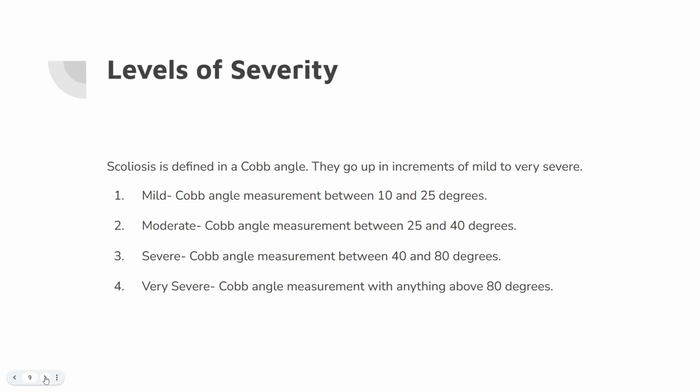And levels of severity. Scoliosis is defined by the Cobb angle as mentioned before, and they go in increments of mild to very severe. Mild, the Cobb angle is measured between 10 and 25 degrees. A moderate scoliosis would be between 25 and 40 degrees for the Cobb angle. Severe would be defined as 40 to 80 degrees. And very severe is any Cobb angle above 80 degrees.